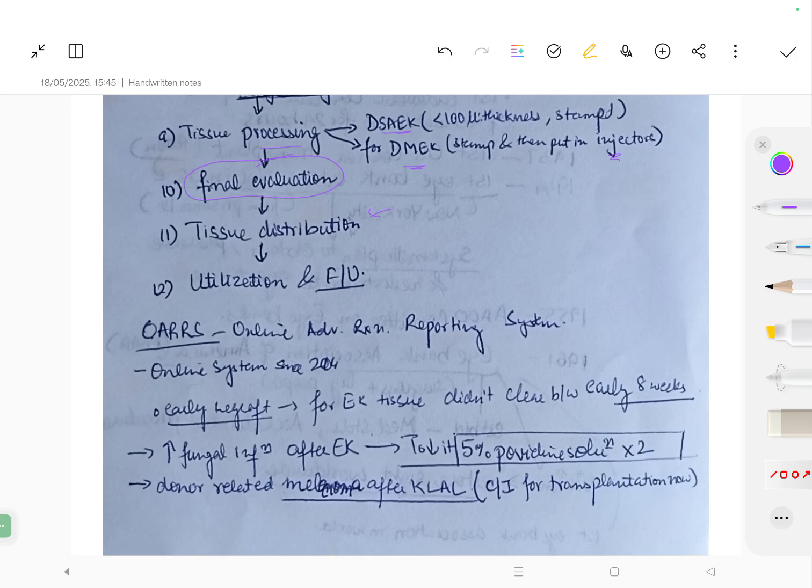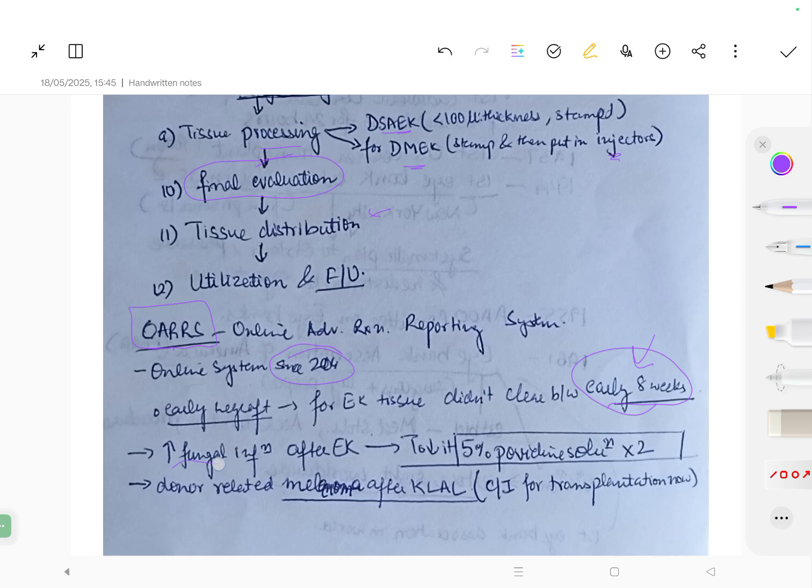There is one system called OARRS. The full form is Online Adverse Reaction Reporting System, and this system has been online since 2004. Early regraft will be needed if the endothelial keratoplasty tissue did not clear within the first 8 weeks. Then we need an early regraft.